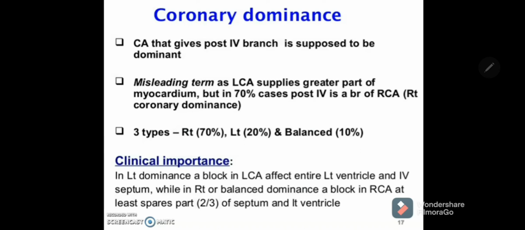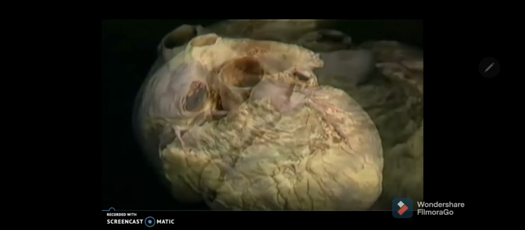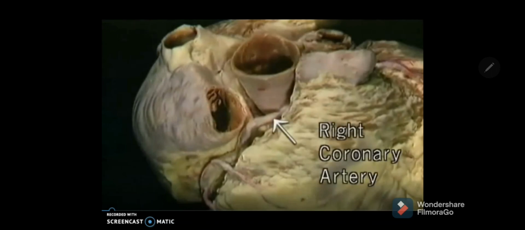So in case of left coronary artery blockage, if the person is left dominant, he or she can suffer a massive heart attack. So what is the proportion here? The posterior interventricular artery is a branch of the right coronary artery in 70% of the cases. That means the right coronary artery is supplying the interventricular septum.